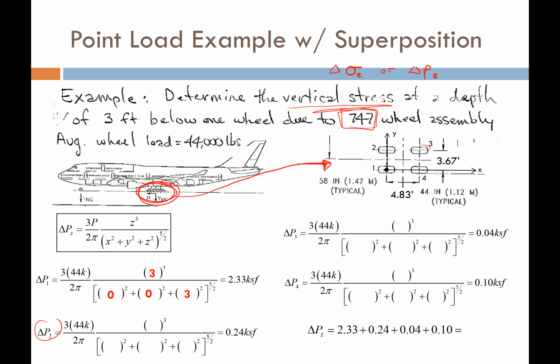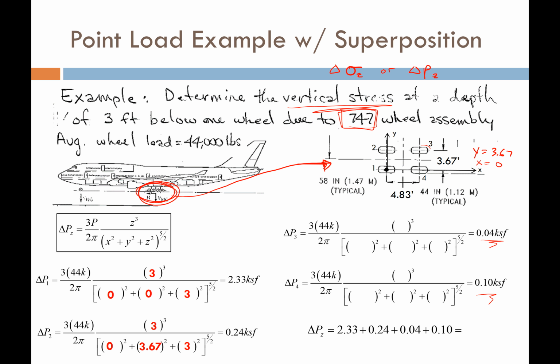Now let's do it for tire number 2. This is going to be this tire right here. This tire is located at a Y value of 3.67, and X is still going to be 0. So Z is 3, X is 0, Y is 3.67. That gives me an induced stress of 0.24 kips per square foot. Why don't you pause and see if you can compute the values that I did and plug in the right numbers for X, Y, and Z. Go.